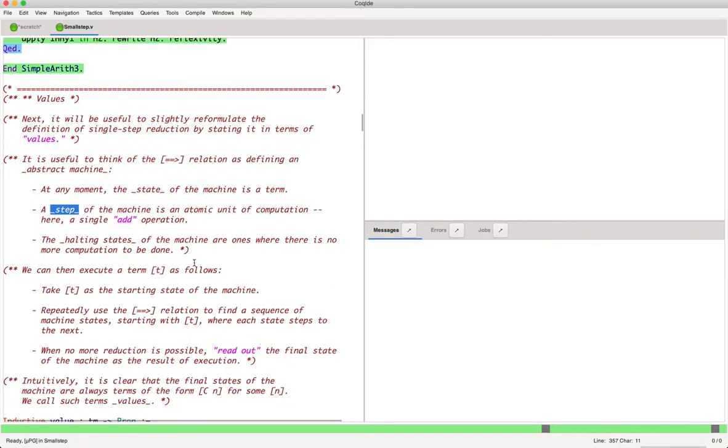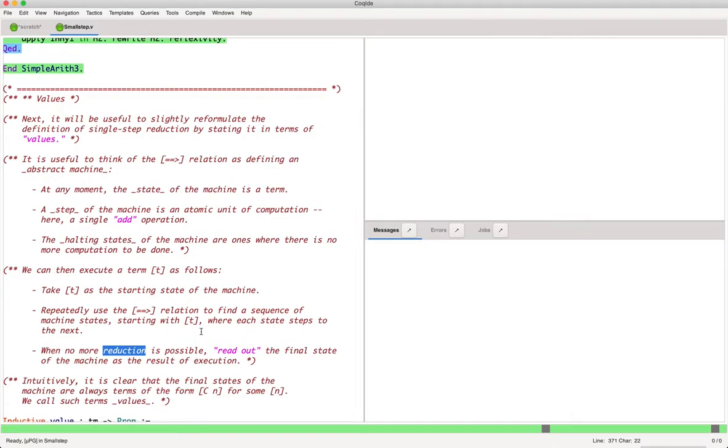In the case of the small step relation, we take the term that we want to evaluate as the starting state, and then we repeatedly use the small step relation to find the next state, and at some point we find that there aren't any more reductions. In other words, we can't make any more steps, and so the term we end up with is the final state of the machine, which is the answer.